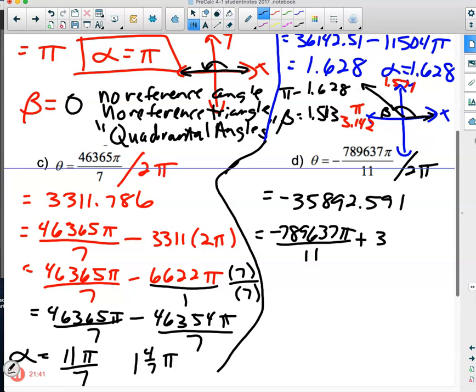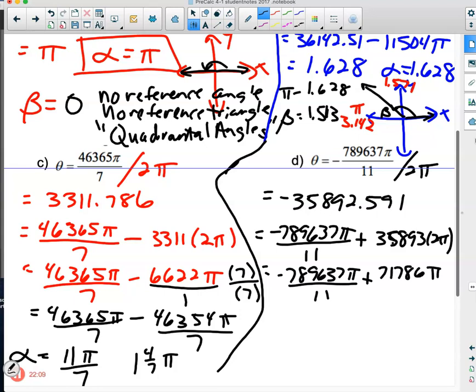So, 35,893 times 2 pi. Negative 789,637 pi over 11 plus 35,893 times 2, 71,786 pi. But we have the same issue that we had in the last one.